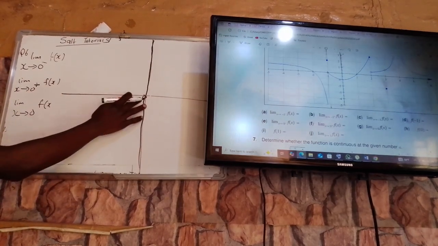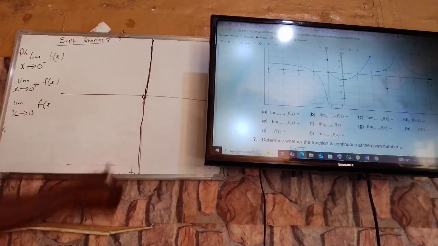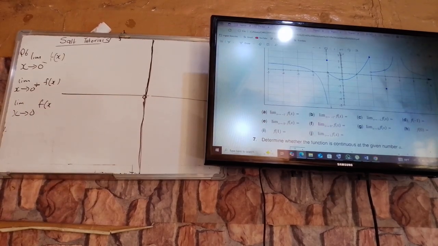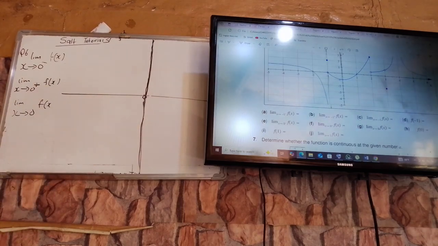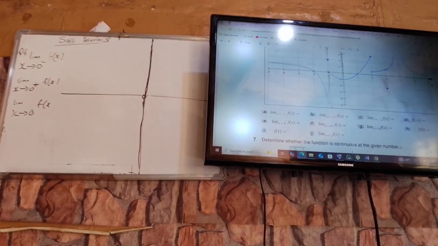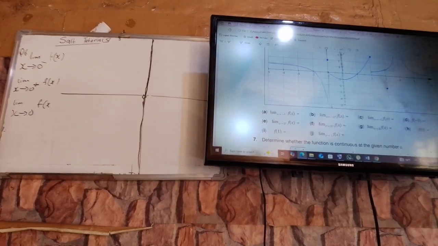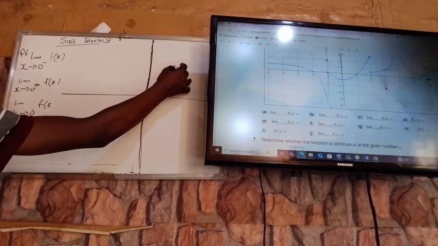So if you stand at this same line, use the left graph and the right graph to approach 0. So now draw a line at x equal to 0. And at x equal to 0, what reference graphs are we going to have? There is this particular graph which is moving like this.